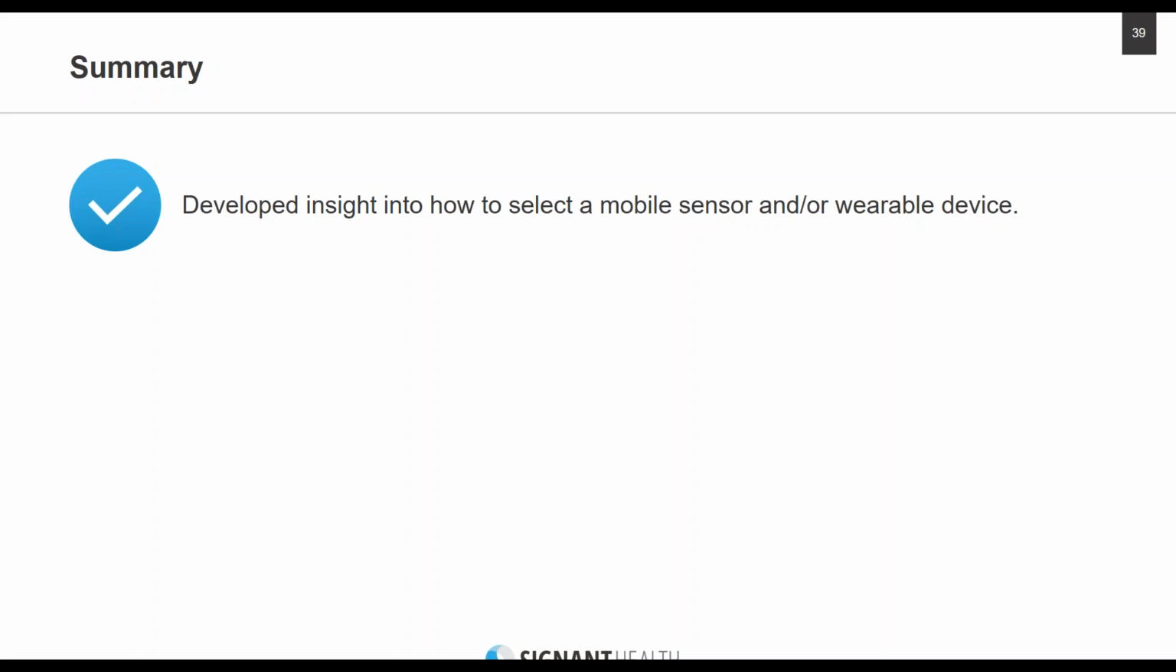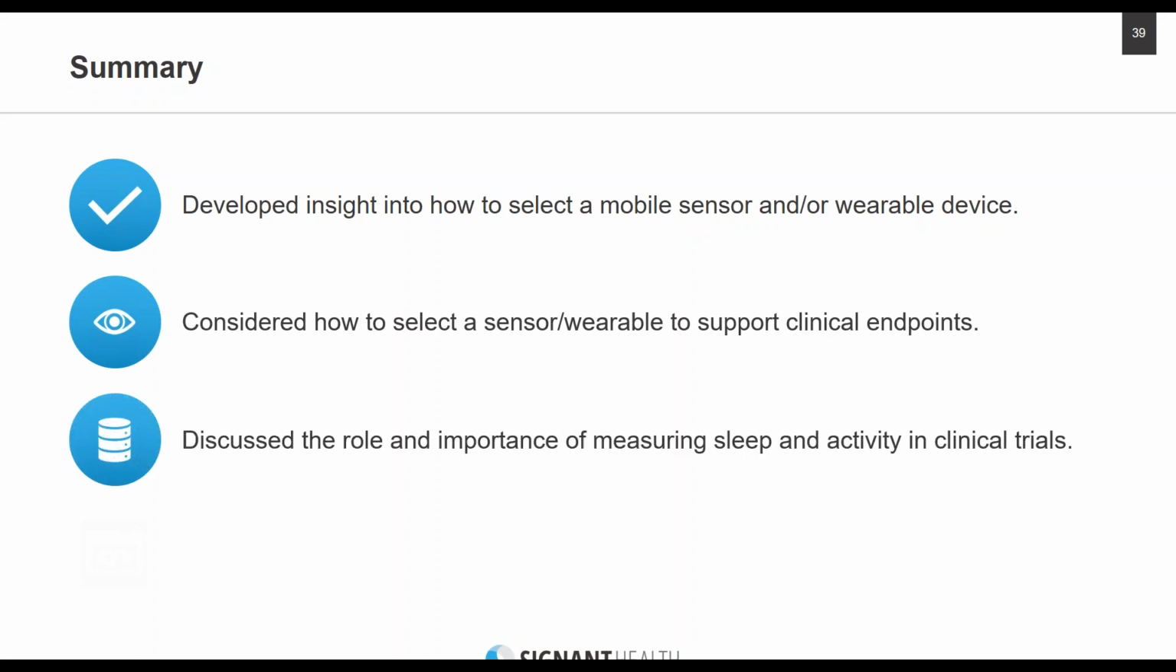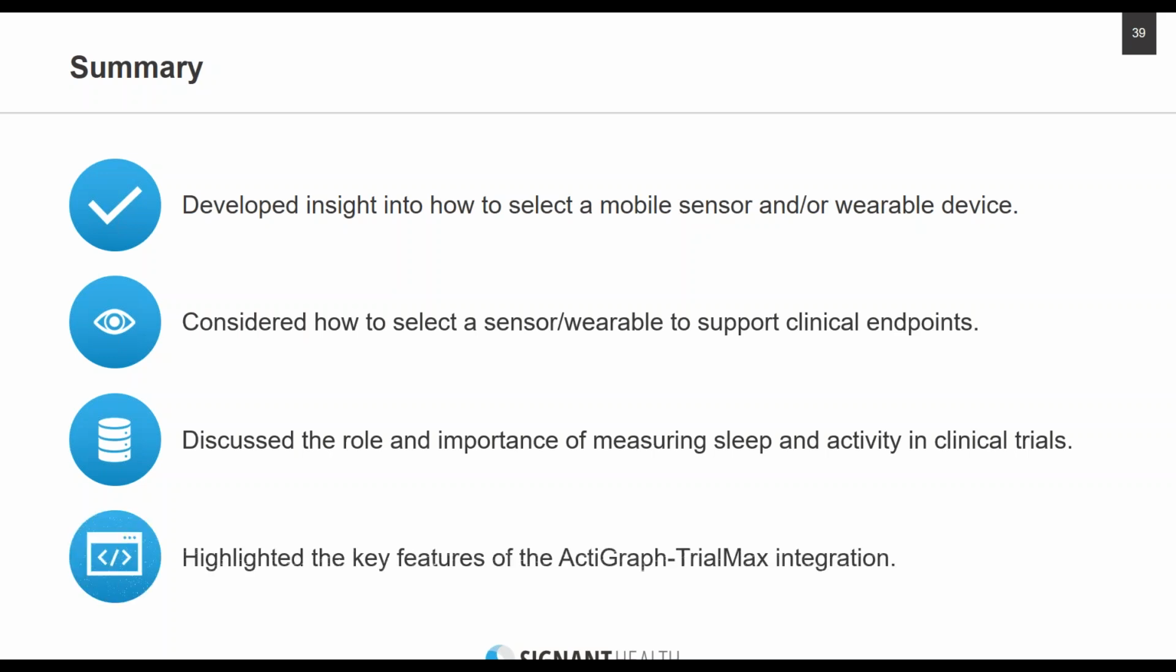So just some summary. Hopefully this presentation has developed an insight into how to select a mobile sensor and wearable device, if you can, and considered how to select a sensor and wearable in order to support your clinical endpoints. We've also discussed the role and importance of measuring sleep and activity in clinical trials, and highlighted the key features of Actigraph and our TrialMax integration.